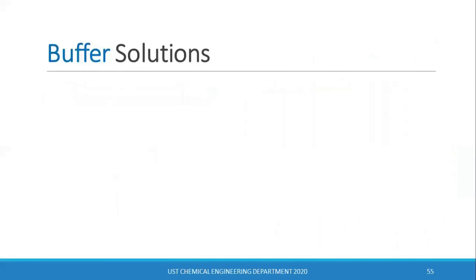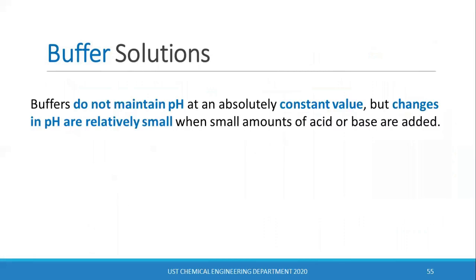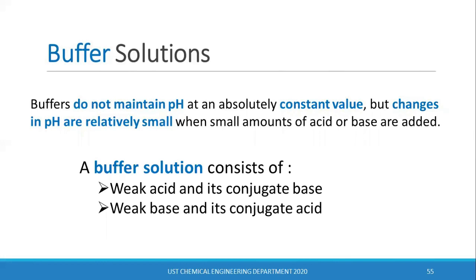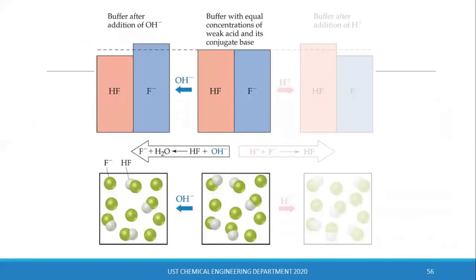Let us now discuss buffer solutions. Remember that when acids or bases are added to buffer solutions, they do not maintain the pH at a constant value. Instead, they only allow relatively small changes in pH. A buffer is usually composed of conjugate pairs, either a weak acid and its conjugate base, or a weak base and its conjugate acid. From this diagram, we can see how the buffer works.